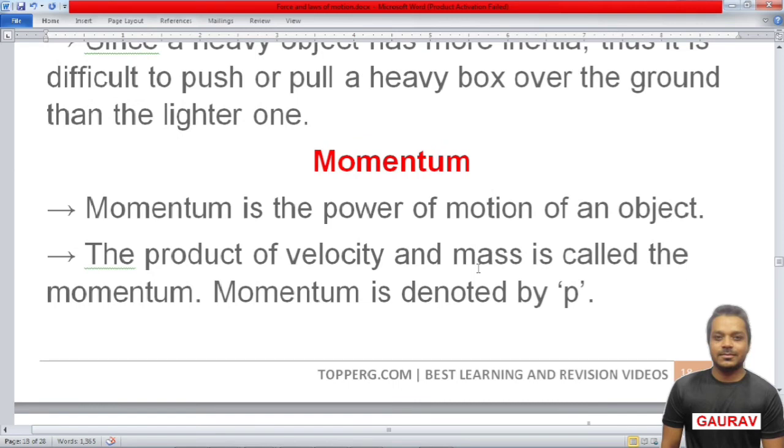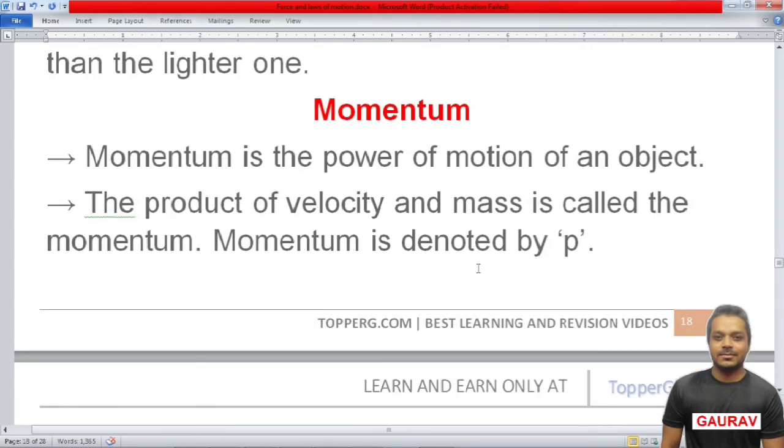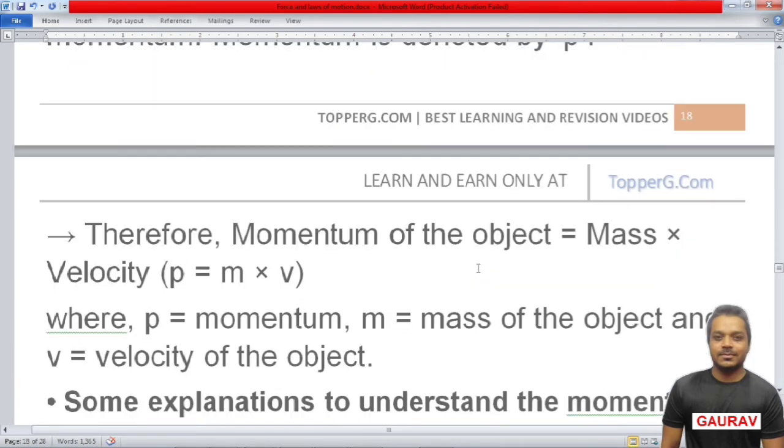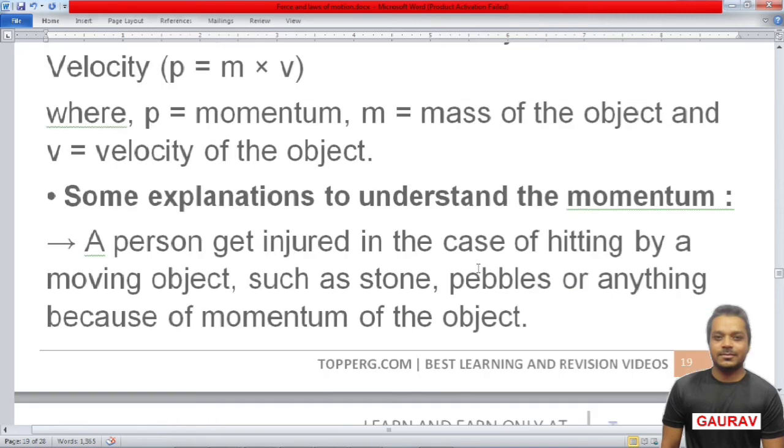Momentum. Momentum is the power of motion of an object. The product of velocity and mass is called the momentum. Momentum is denoted by P. Therefore, momentum of the object equals mass into velocity. Some explanation to understand the momentum.